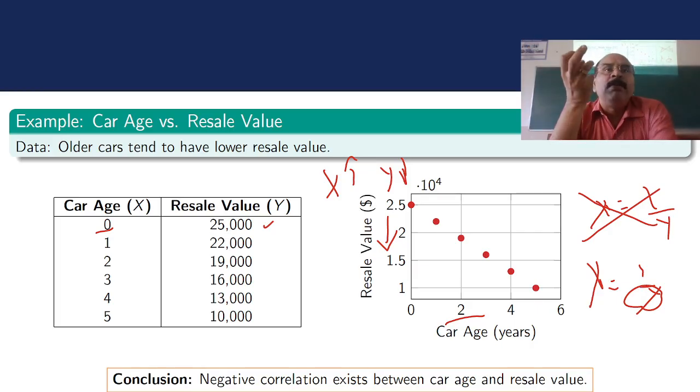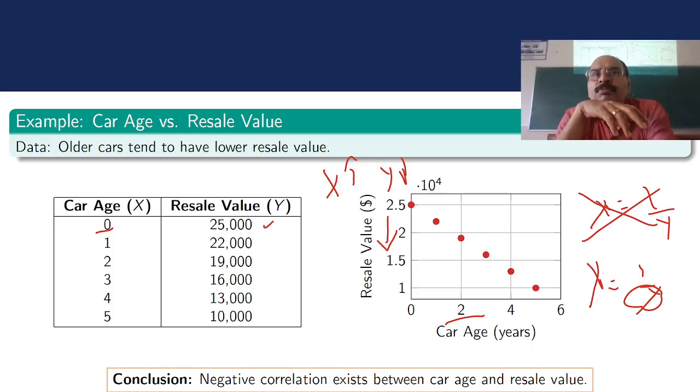An independent variable is a variable where you collect the raw data, for example, the age of the car. It's an independent value. Dependent means a value that is dependent on the independent variable, right?